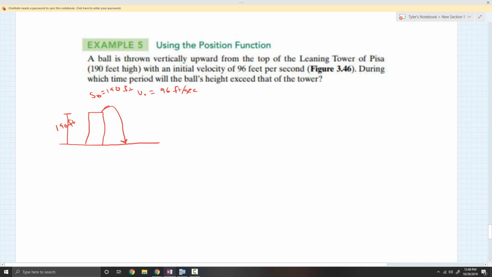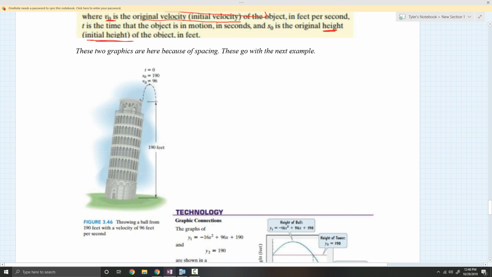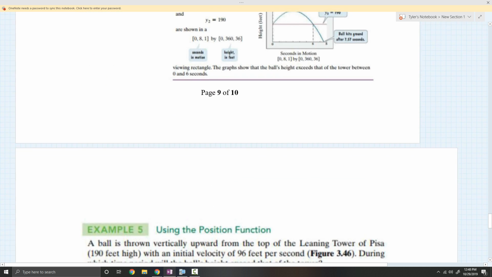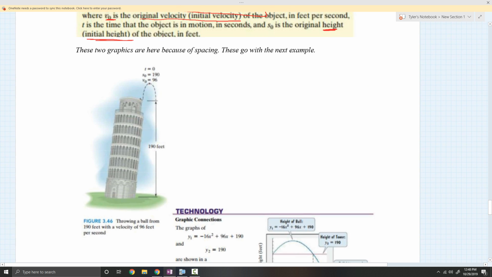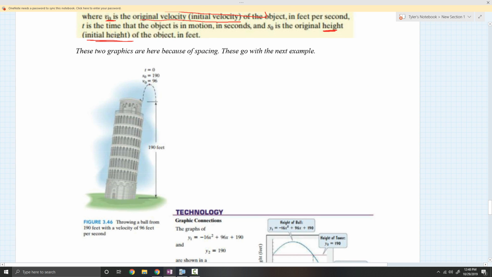If you want maybe a prettier picture, that's what this book is representing. Here's the tower, here's the ball being thrown. It's 190 feet from the tower, and what we're after is when does the ball exceed that of the tower. In other words, we're after how long the ball is in this dashed part. We don't know when it's above the tower, essentially.